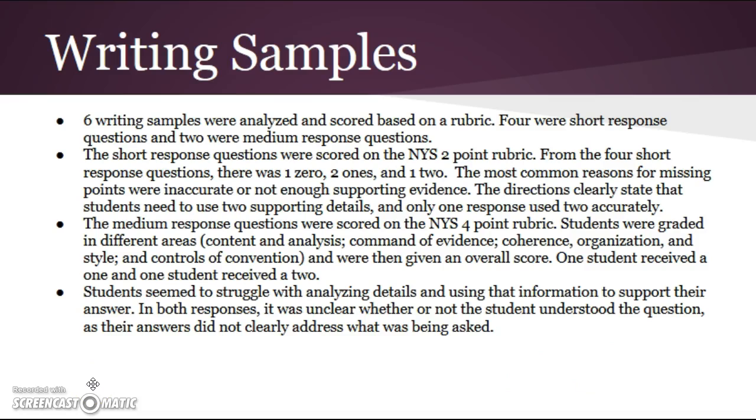The medium response questions were scored on the New York State 4-point rubric, and students were graded in different areas, which were content and analysis, command of evidence, coherence, organization and style, and controls of convention. And this rubric was useful to look at because it gave us an idea of what was expected of students on the assessment. They were scored in all of those areas and then were given an overall score. So one student received a 1 and one student received a 2, which again shows that students really struggled with the writing portion of the assessment.